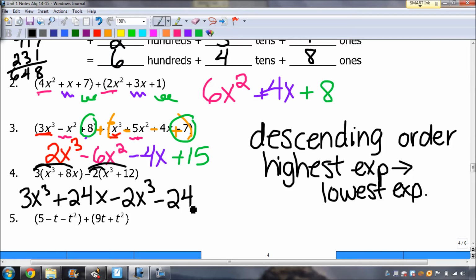Okay, now combine your like terms. So this 3x cubed is going to get combined with this negative 2x cubed, and I get 1x cubed. Okay, and then this 24x is not being combined with anything else, so I'm just going to copy down plus 24x. And then the minus 24 is not being combined with anything else, so this is minus 24. And that's my final answer.